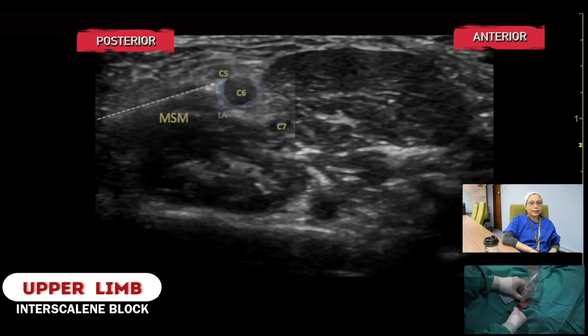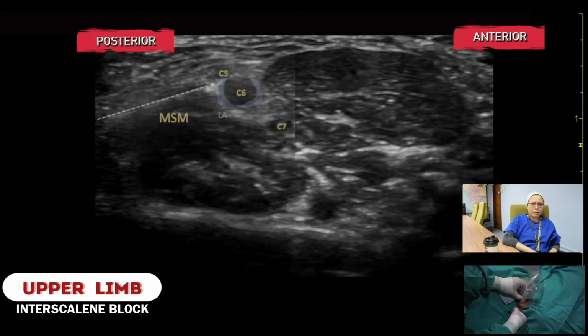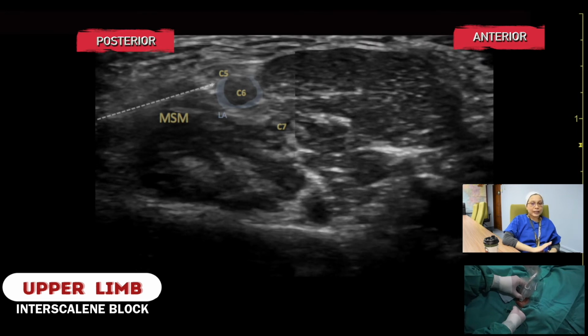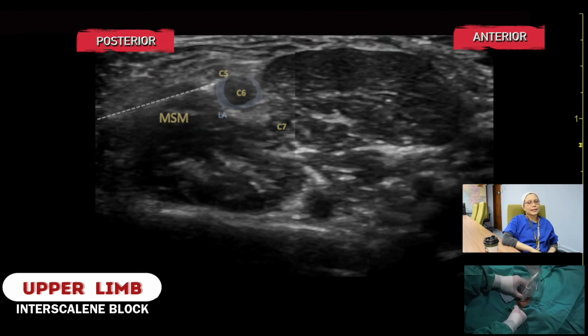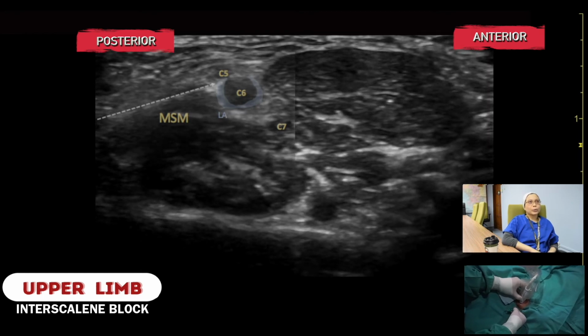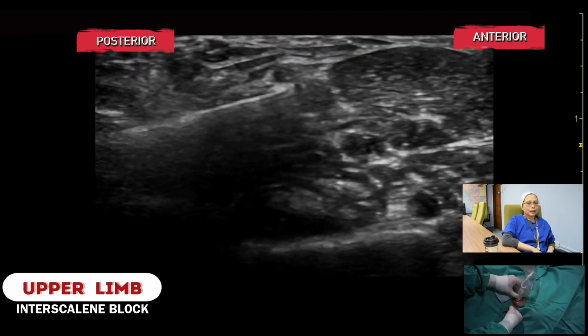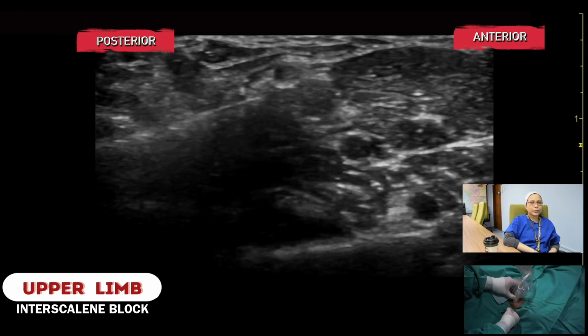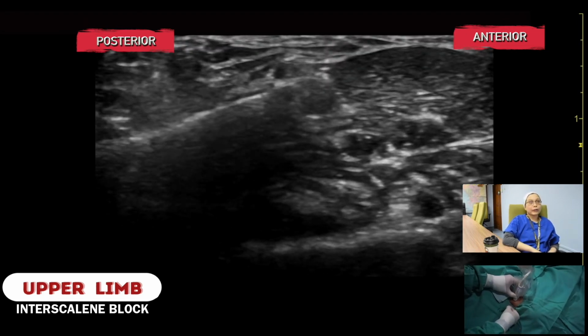LA is injected in a small volume, roughly 1 to 2 mL, after negative aspiration. We can see that the LA is enveloping the C6 root. The needle is readjusted so that the LA is distributed to C5 as well.